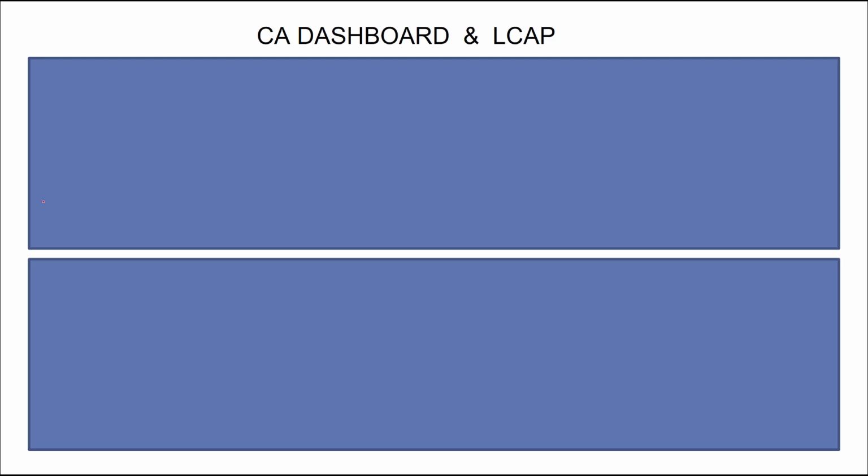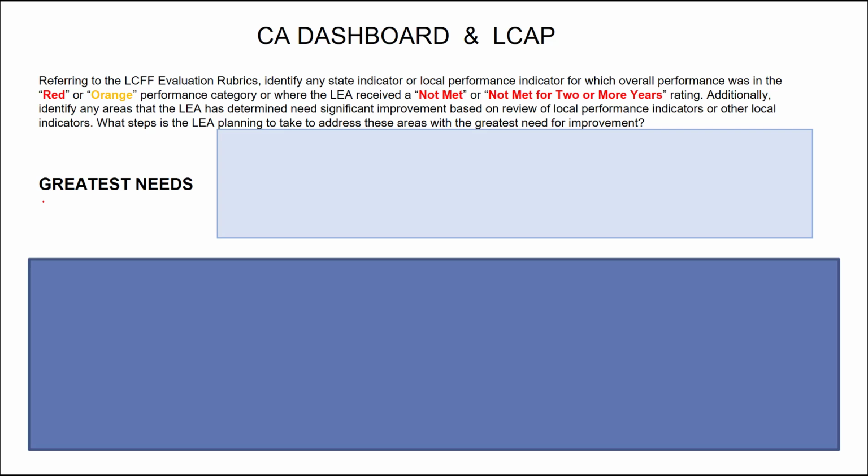So the California dashboard and the LCAP, how they're related, this is very important, is that if you are red or orange on any indicator, red or orange in any indicator, that means that's a greatest need issue. Also, if you're not met or not met for 2 years on the ratings, and these are from the local indicators, that would be a greatest need also. And these red or oranges obviously come from the state indicators.